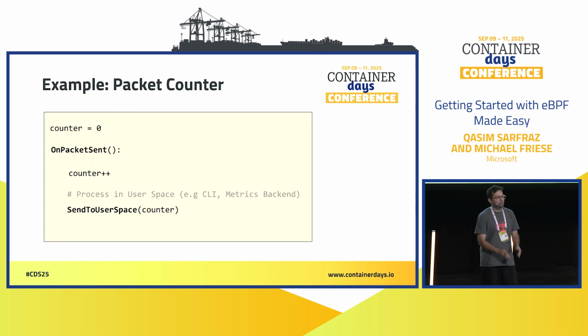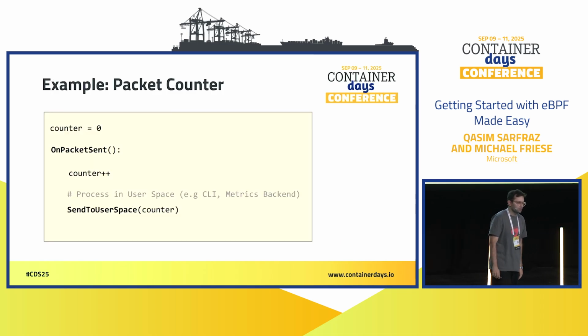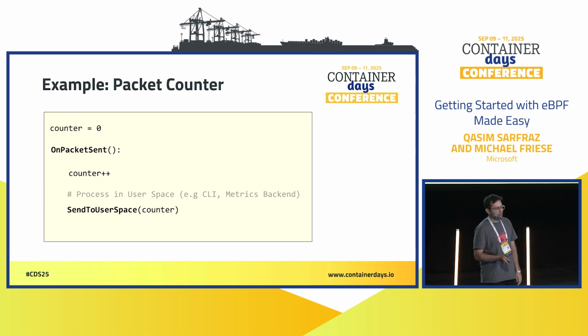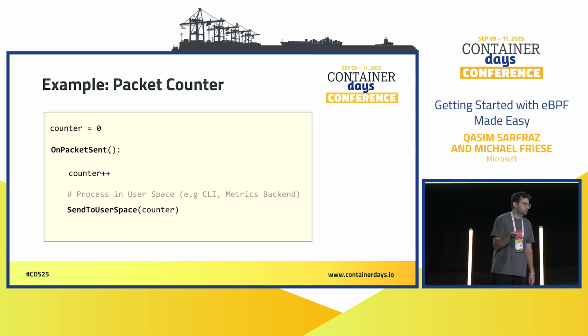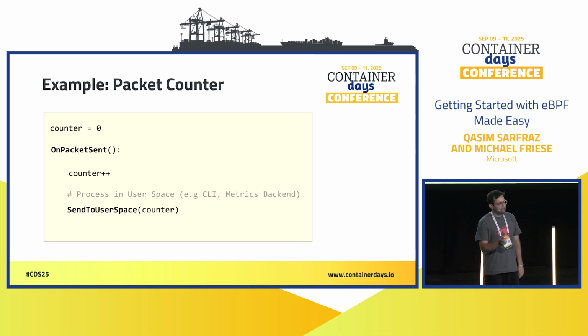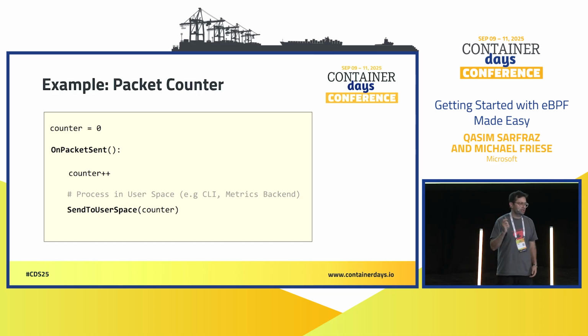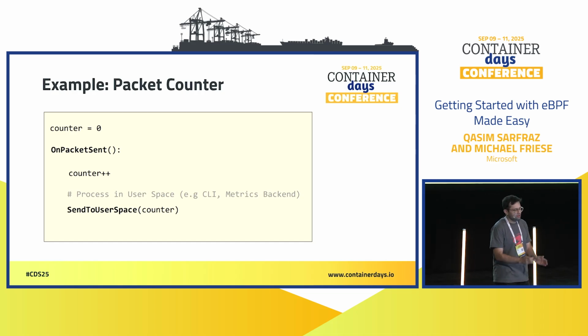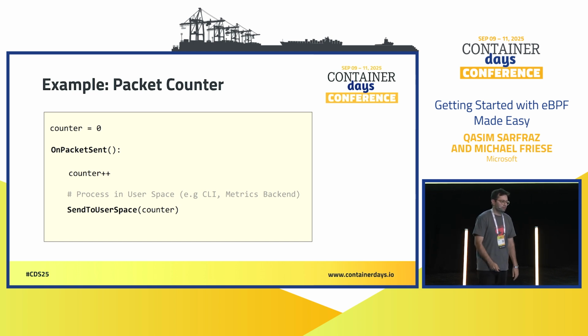Let's try to look at a very simple example. We're just trying to count packets here. Whenever a packet is sent, we just increment a counter, and then eventually we will send that to user space for processing. So even a simple example like this gives you an idea of what you can do with eBPF.